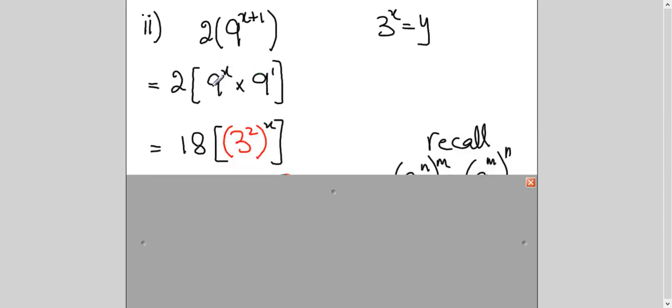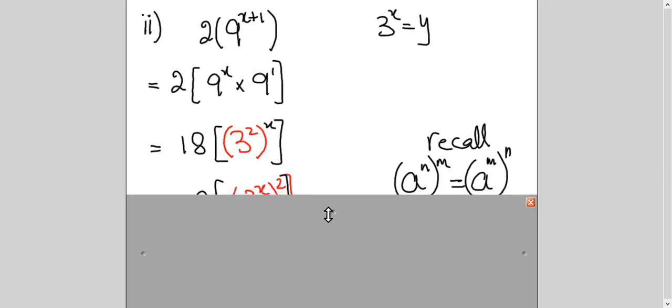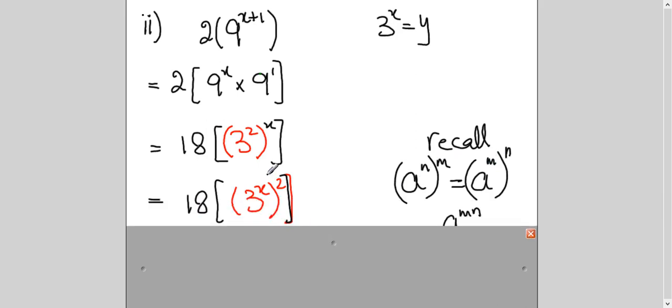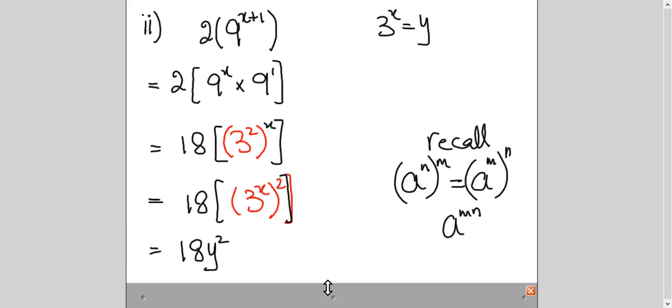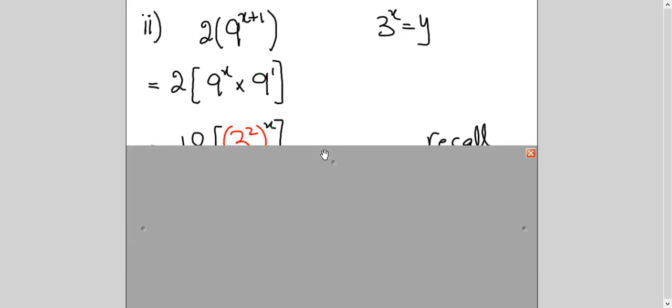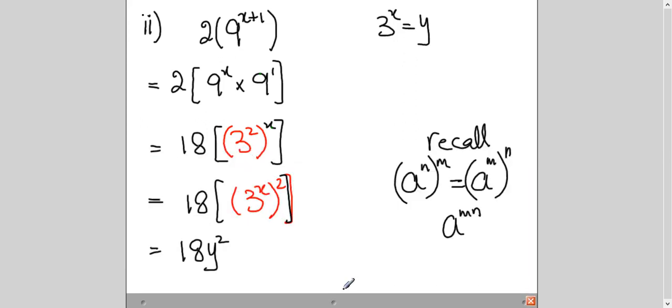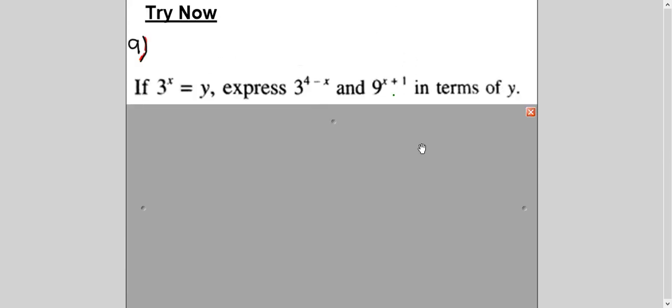And 9 power x, I'm breaking up 9 into 3 power 2. And again, applying this rule, changing the powers. So x is coming inside, 2 is going outside. And then in place of this, I will write y. So you see, when you do it stepwise, slowly, everything makes sense and it becomes very simple. You just have to remember and recall these rules.